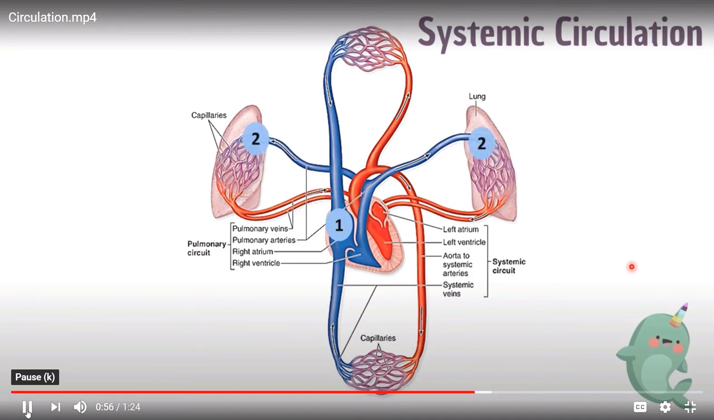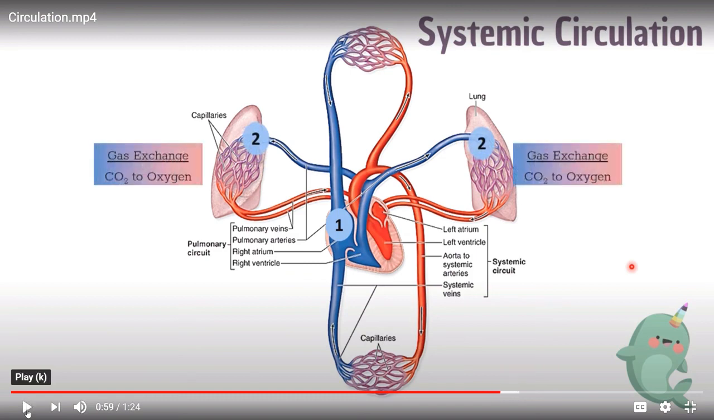So in the lungs, an important process called gas exchange will take place, wherein the blood will leave behind carbon dioxide molecules to pick up oxygen. This will happen in the capillaries of the alveoli of the lungs. So having been refreshed with oxygen, the blood is now considered oxygenated, and it will return to the heart, passing through the left and right pulmonary veins.